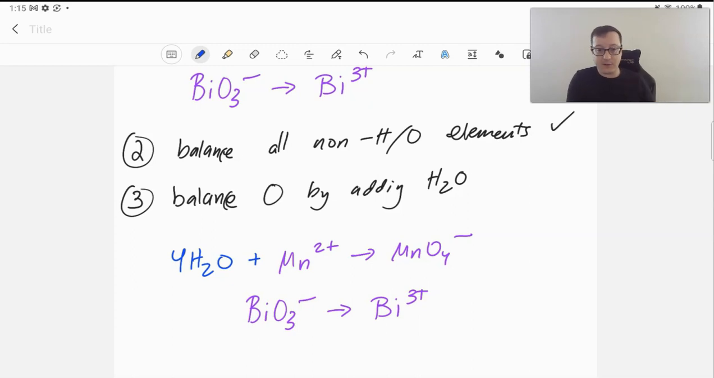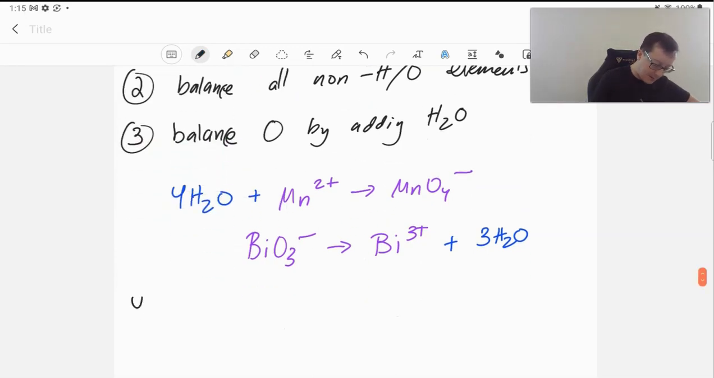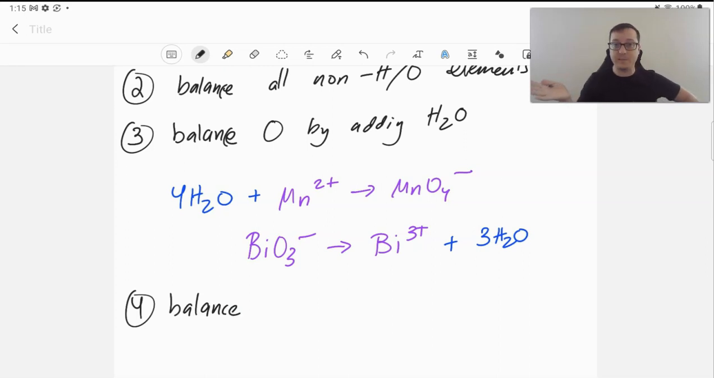And we can do so for the following reaction. We can add 3 waters to our bismuth one because we only have 3 oxygens there that are missing. So, ta-da, we have done step 3. Step 4 is now to balance.